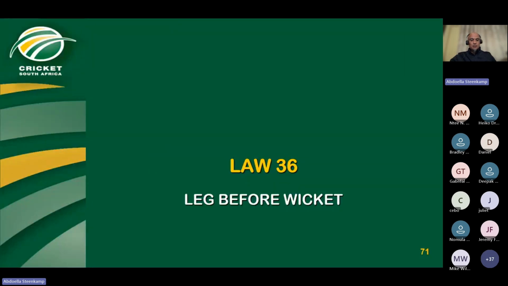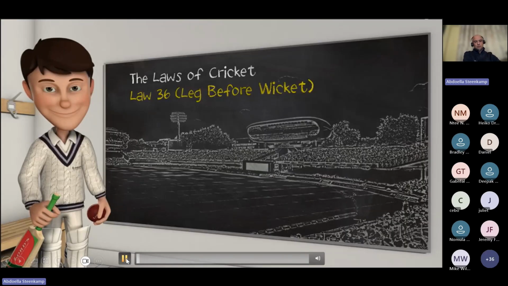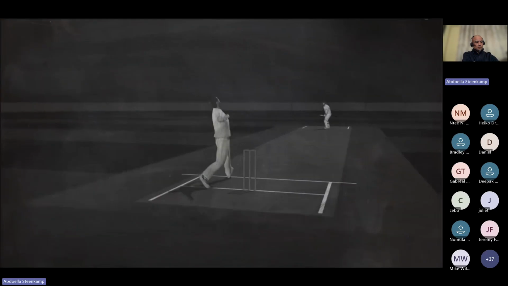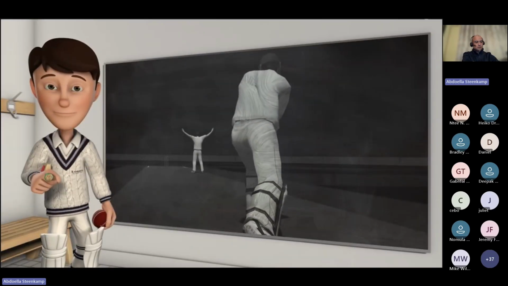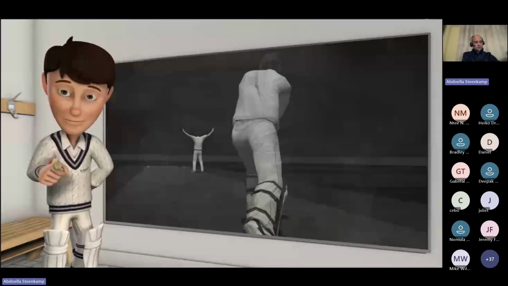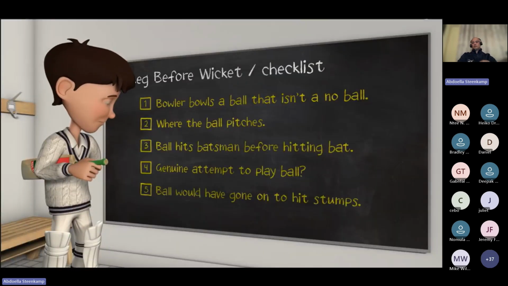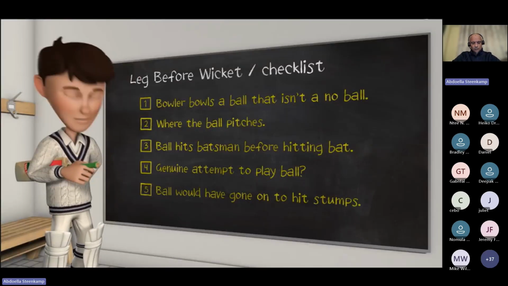Next mode of dismissal is leg before wicket. Let's look at a video. Leg before wicket. LBW. LBW is a little like the offside rule in football. Many people claim to know it, but how many people really do? Our handy checklist means that whether you find yourself umpiring an international test match or the kids on the beach, your reputation for fairness will remain intact.